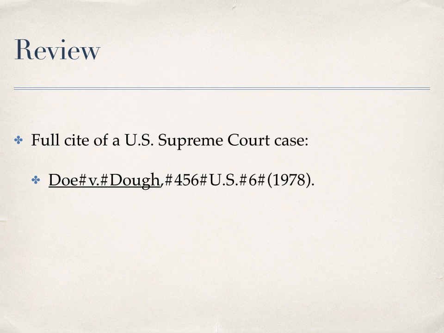So to review, the full cite to a U.S. Supreme Court case would contain the case name with only the first party listed on either side. If the parties are individuals, then only use last names. The entire name is underlined up to, but not including the comma.